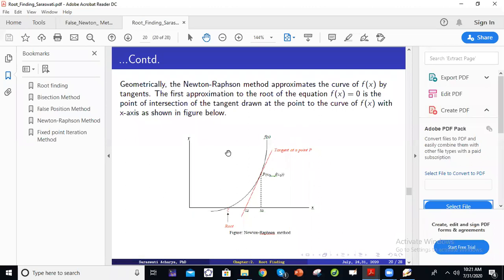Okay, the root of the equation y equals f of x is the point of intersection of the tangent drawn at the point to the curve of f of x with the x-axis. This is the initial guess, x naught. This is our first approximate solution. This first approximate solution we call x1. This is the point of intersection of the tangent drawn at the point to the curve of f of x with the x-axis, as shown in the figure below. Right? You are seeing it in the figure.